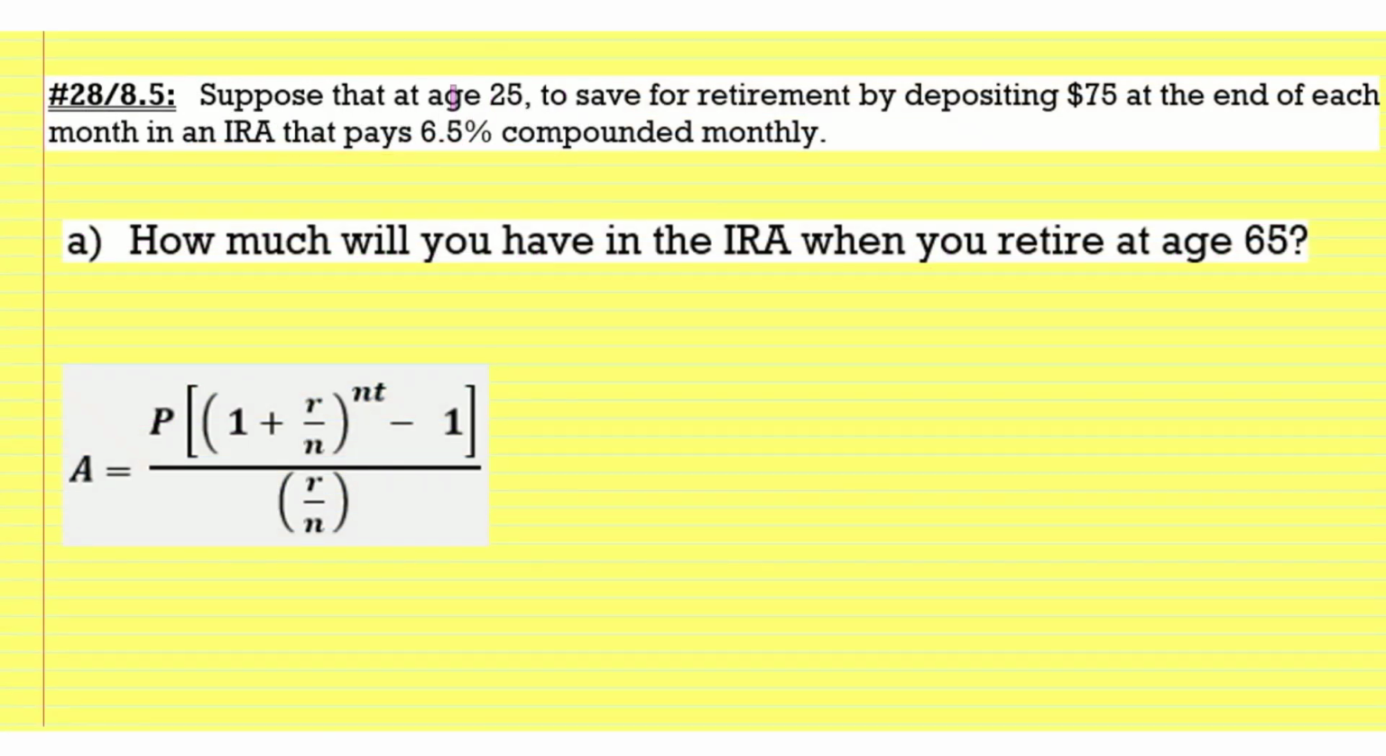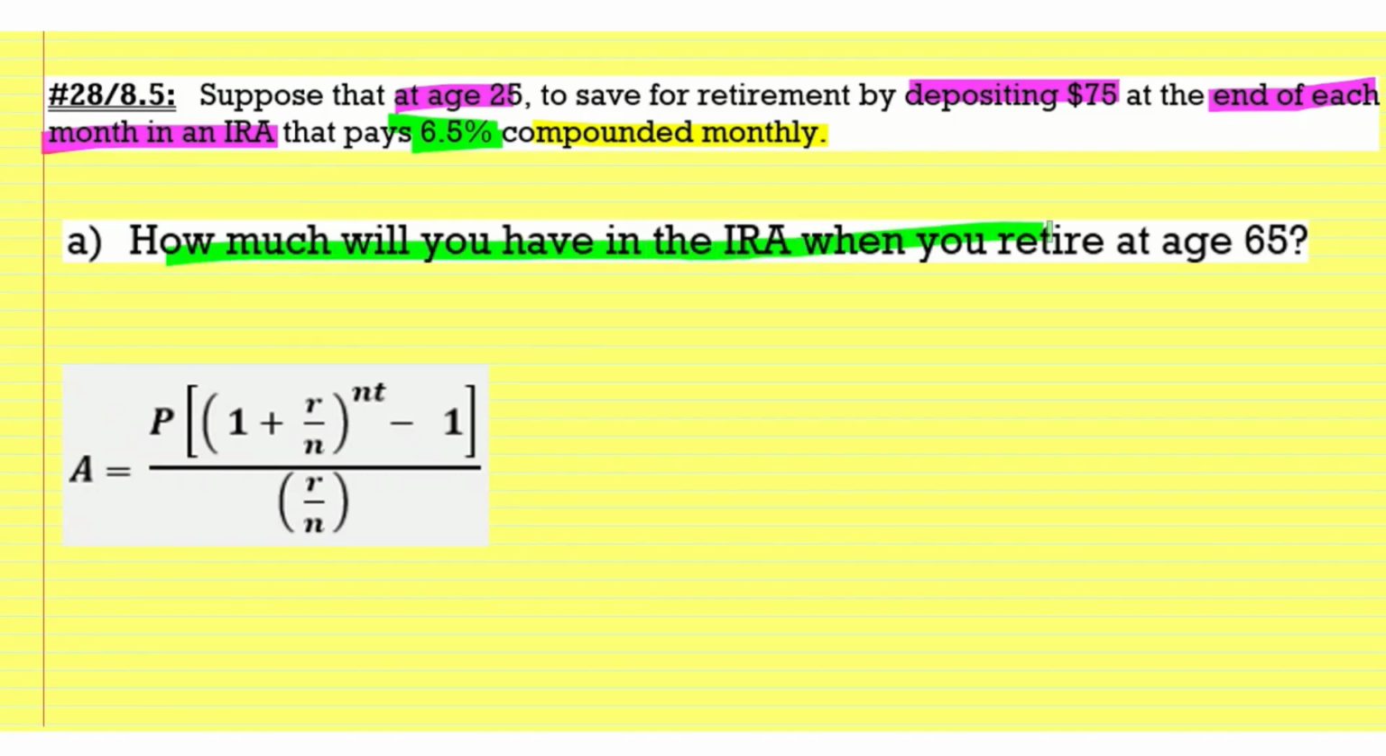The next problem says that at age 25, to save for retirement, you're going to deposit $75 at the end of each month in an IRA. This IRA pays 6.5% and it is compounded monthly. They are asking us the question, how much will you have in the IRA when you retire at age 65?